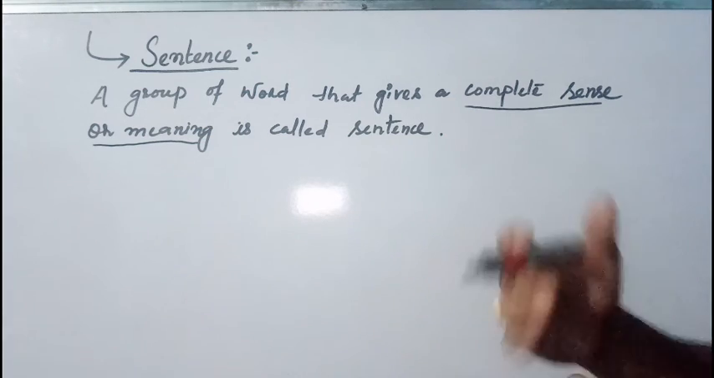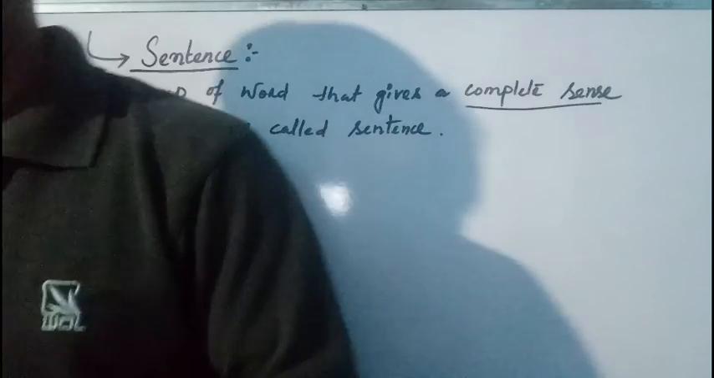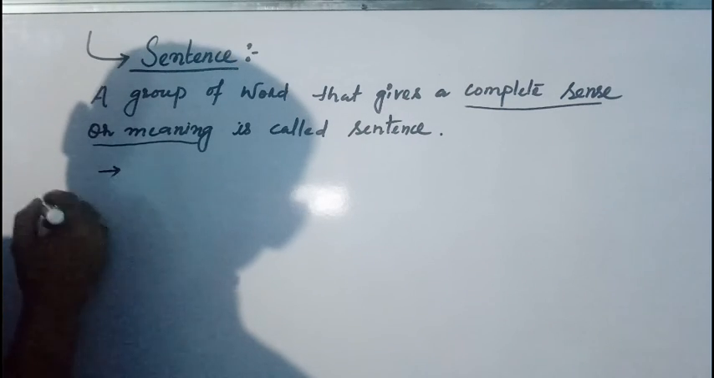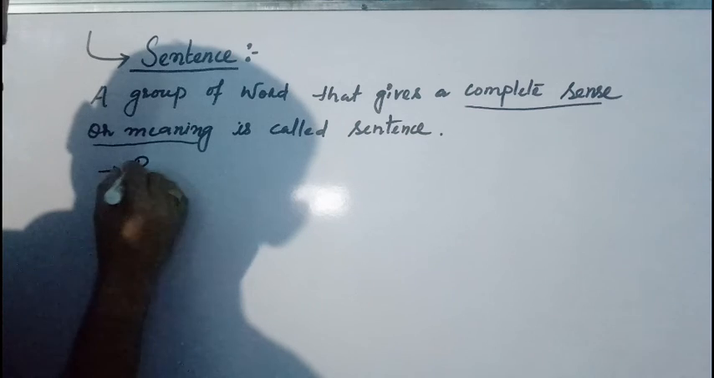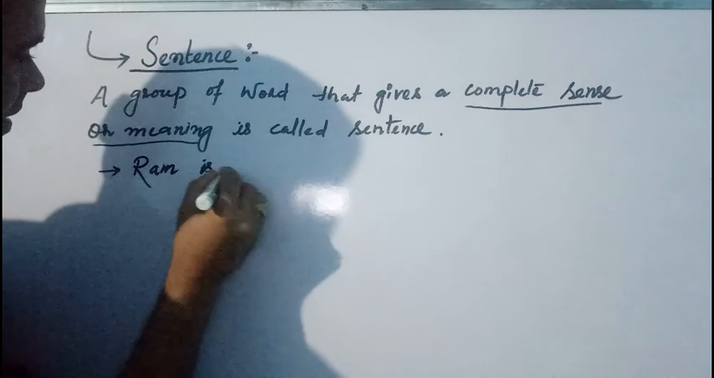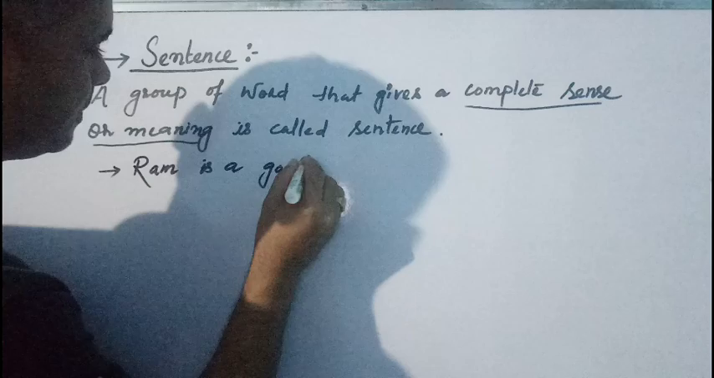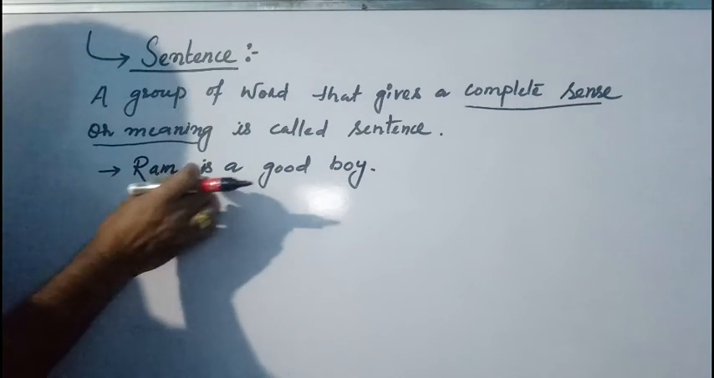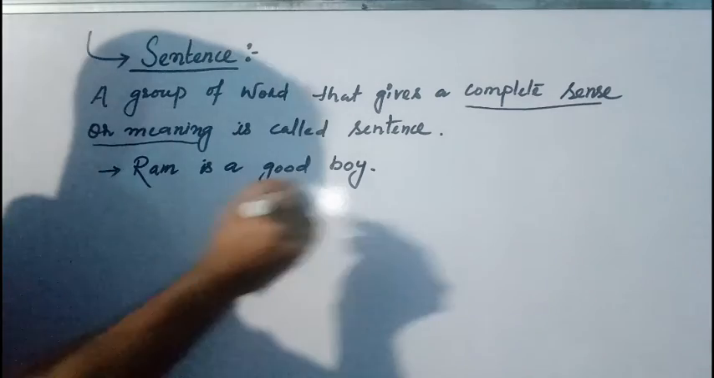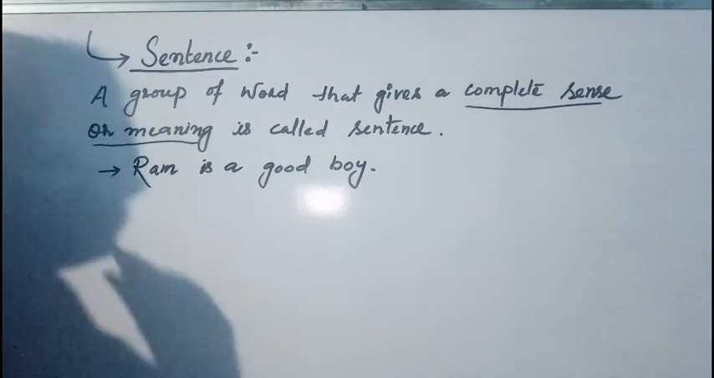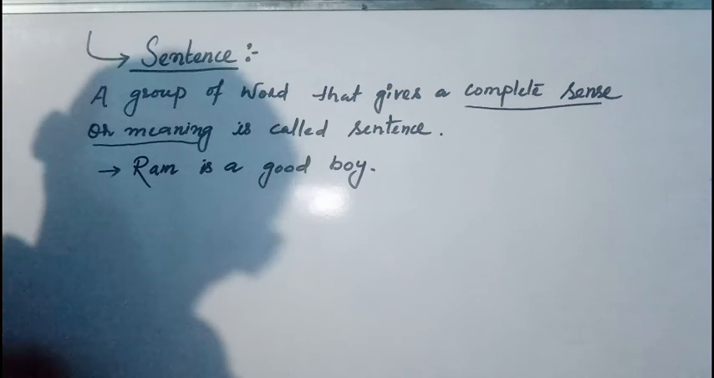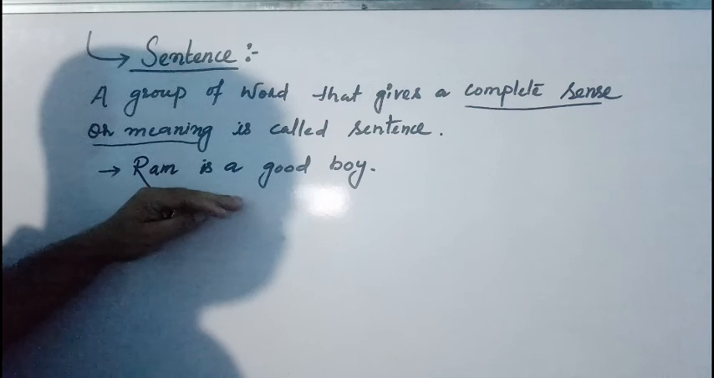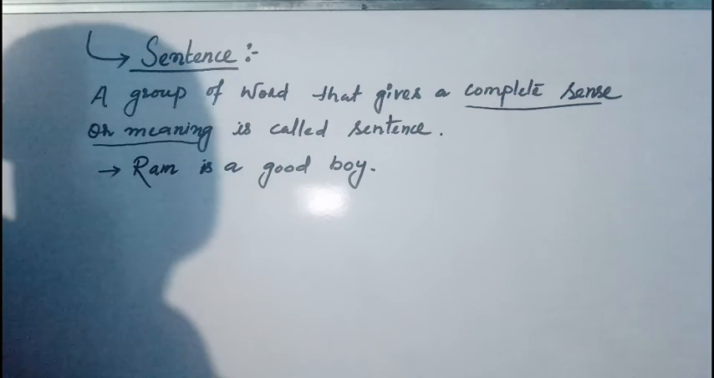If a group of words that gives a complete sense and meaning is a sentence, then let us see how sentences are written. Like, Ram is a good boy. Here we can see some words grouped together, and those words are giving some meaning. So this kind of group of words which gives some sense or meaning is called a sentence.